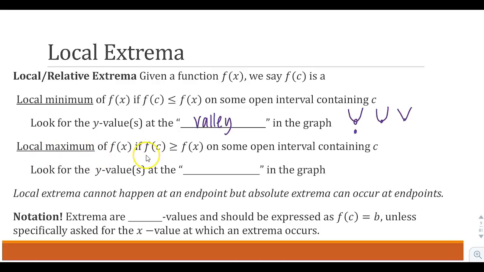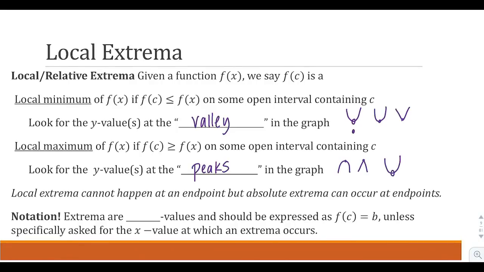And the local maximum occurs if f of c is greater than or equal to f of x on some open interval containing c. So we'd be looking for the y values at what I call the peaks in the graph. That would occur at something like this, or something like this, or I can even have something weird occur, like a hole in the graph, but the point be up here. So this is the highest point in some interval.